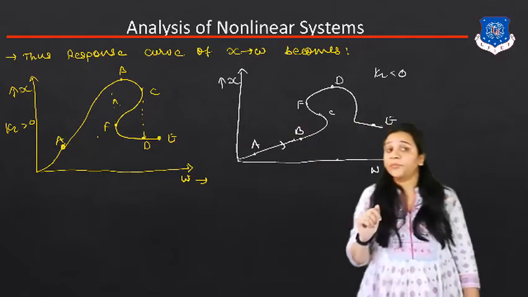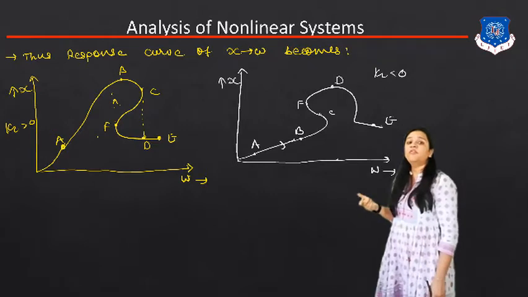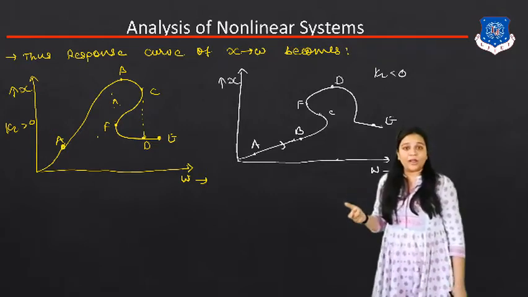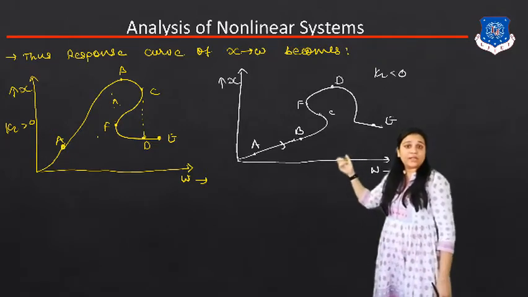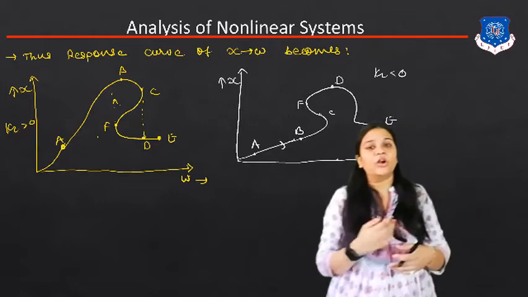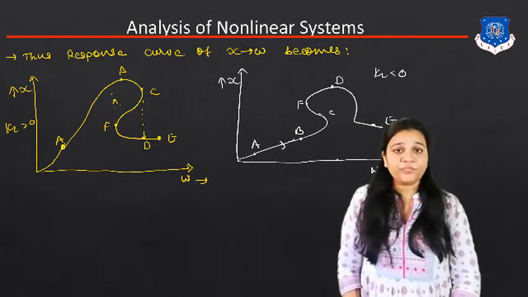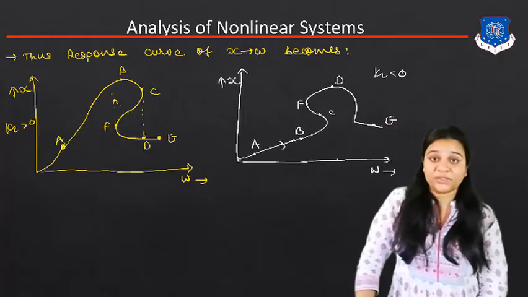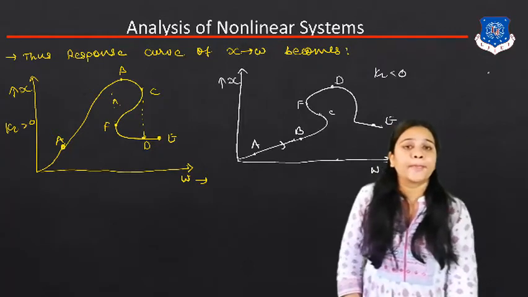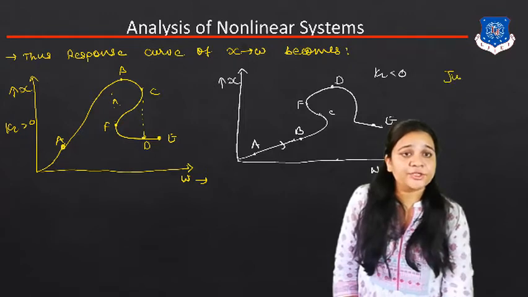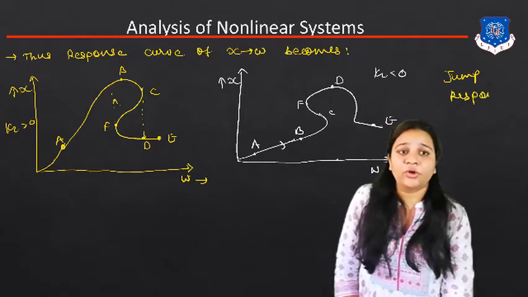But for the soft spring, if we increase the omega value, we get the point B, but it is not a resonant peak or the peak overshoot for this particular system. So this is the graph for the soft spring, and this type of response is known as the jump response for this nonlinear system.